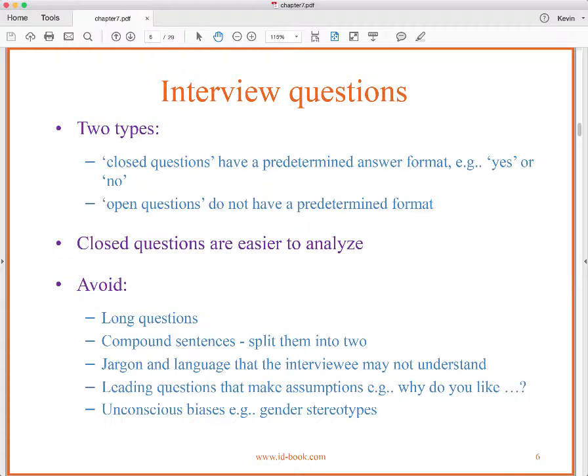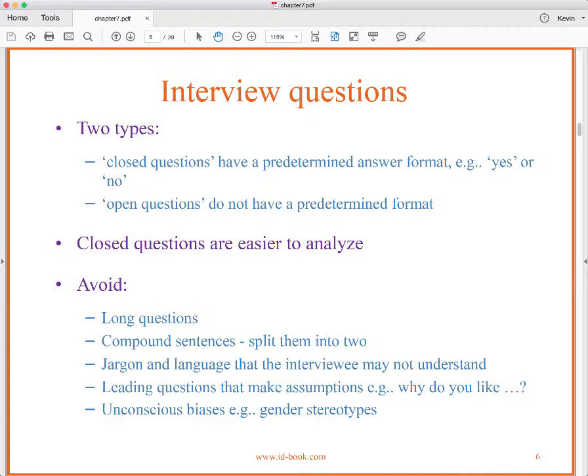Things that we might want to avoid when we are coming up with our interview questions: long questions, which would be hard to follow; compound sentences, which get people confused about exactly what you are asking, so split those in two; jargon and language that the interviewee may not understand; leading questions that make assumptions, like, why do you like such and such, rather than, do you like such and such? And unconscious biases, things like gender stereotypes.